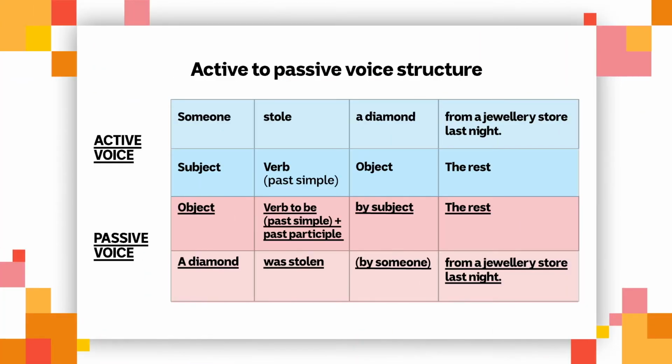In the active form, the subject is at the start of the sentence. Remember the order: subject, verb, object, and the rest of the sentence, again, which doesn't change. But here's what happens in the passive form. We put the object at the beginning of the sentence. We use the same verb structure, in this case past simple, and make it the verb to be, was. Then we take the original verb, stole, and change it to the past participle.